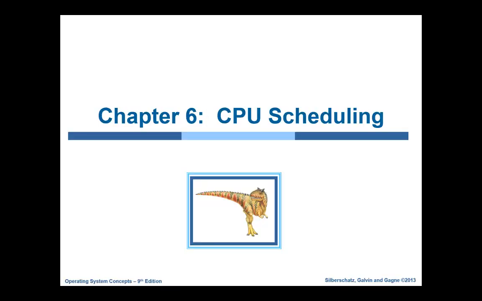We start chapter 6. If you have any question, you can ask me. Before chapter 6, we studied chapter 4 and chapter 5 about threads and process synchronization, and this chapter is about CPU scheduling. Okay, we already know about CPU scheduling.